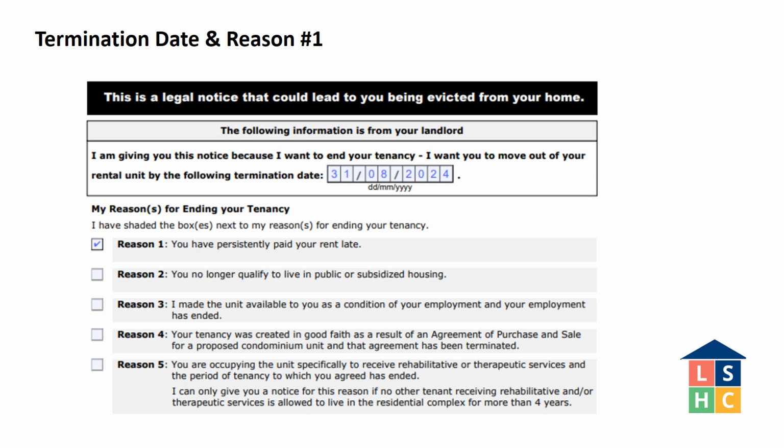However, the termination date must coincide with the end of a rent period or the end of a fixed term, whichever is later. In this example, there is a fixed term tenancy until August 31st, 2024. And although the notice is being served to the tenant in May, the earliest termination date must be August 31st, 2024.